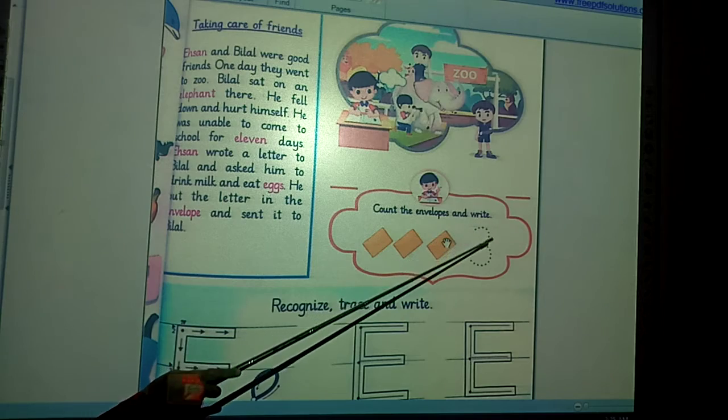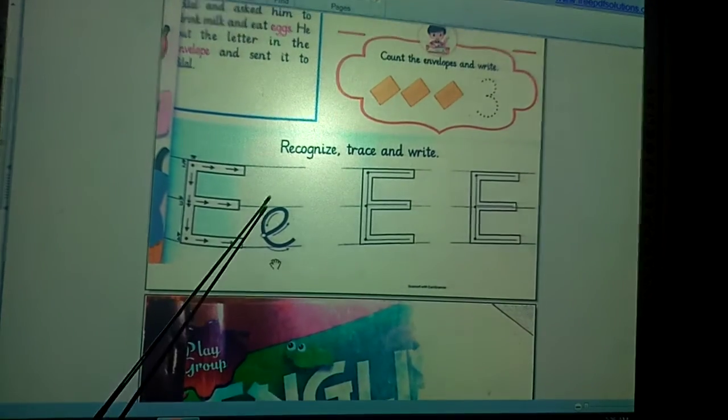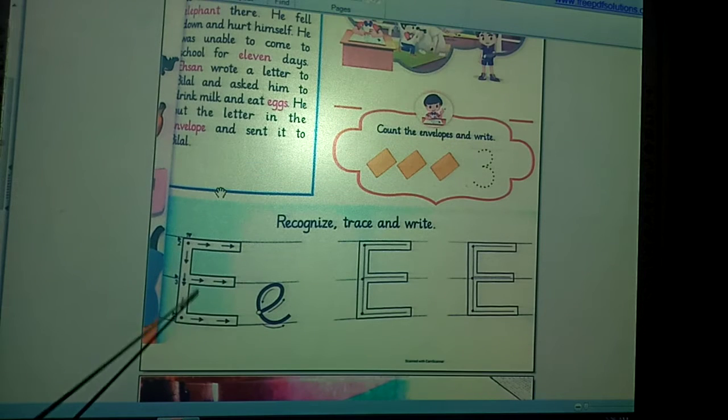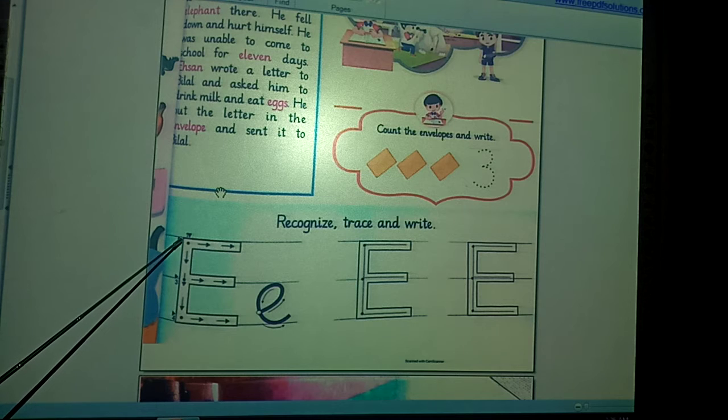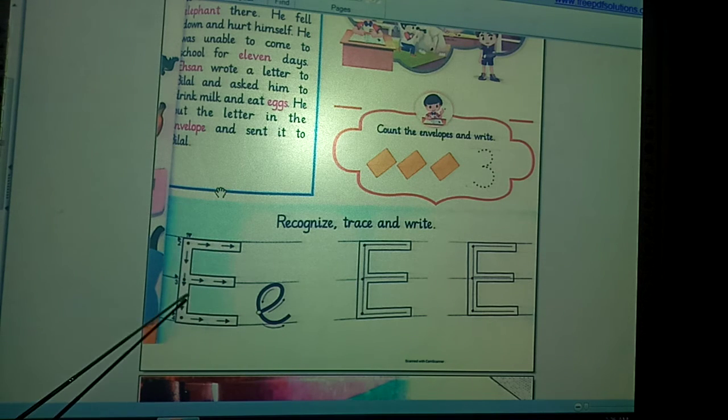So we have to trace 3 here, and now we will recognize, trace and write. We have recognized E with its phonic and its visual. Now we will move towards its tracing and writing. So how we are going to write E? Firstly, we will draw a straight line and then we will draw 3 small lines to make E. It will become E.